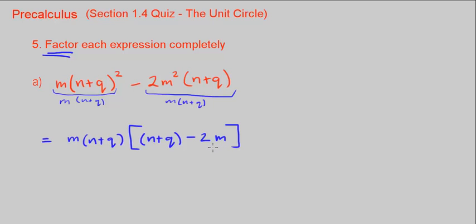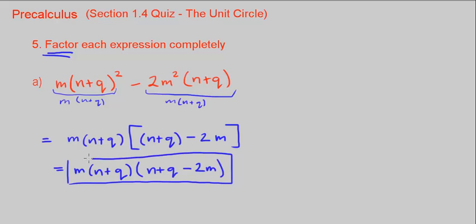So now if I simplify this, I have m times (n plus q) times, well, let me just take away these parentheses because they're not necessary if we're just adding and subtracting. So I have n plus q minus 2m. All right? So this is completely factored too, right? We divided out the m and the n plus q, and we completely factored it. Okay, let's go on to part B.